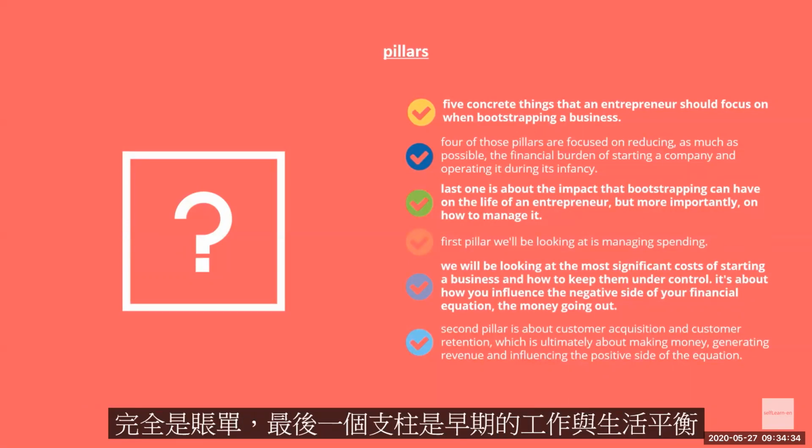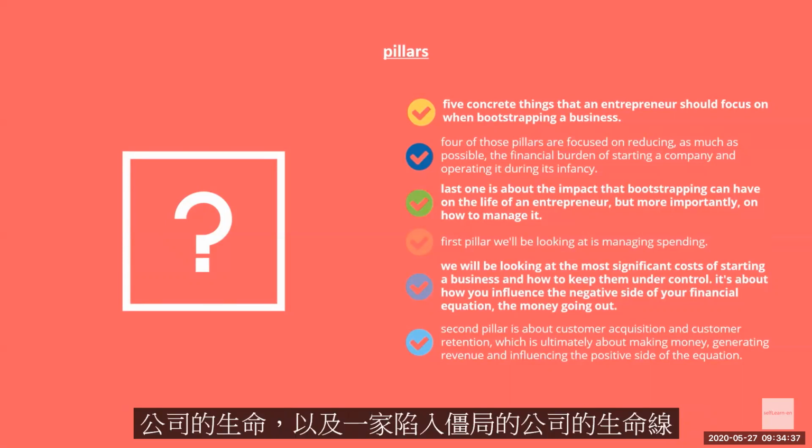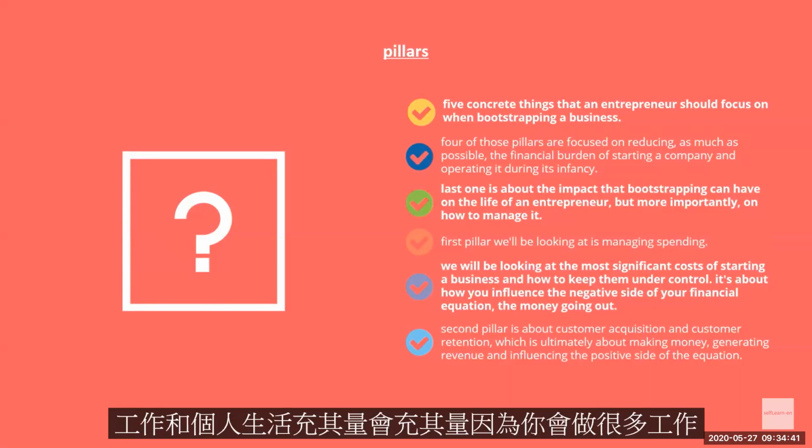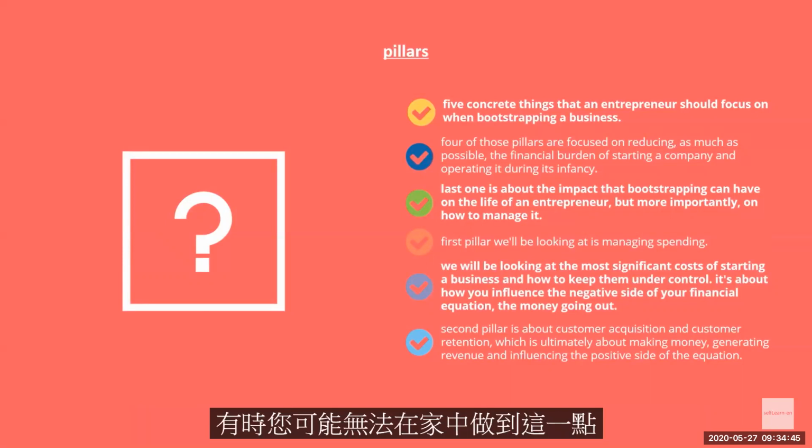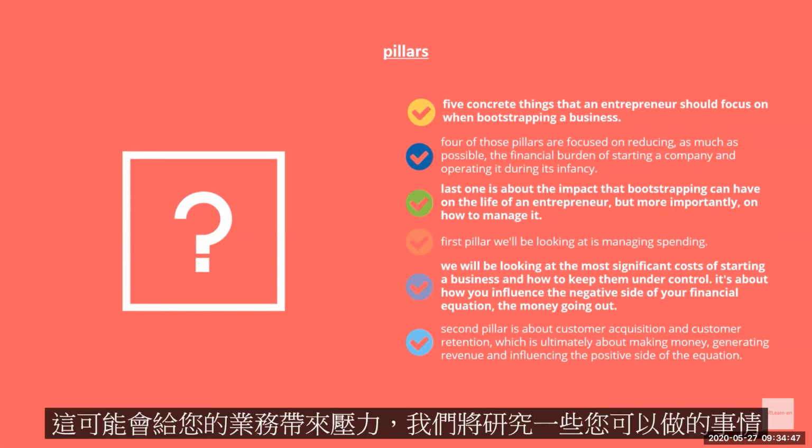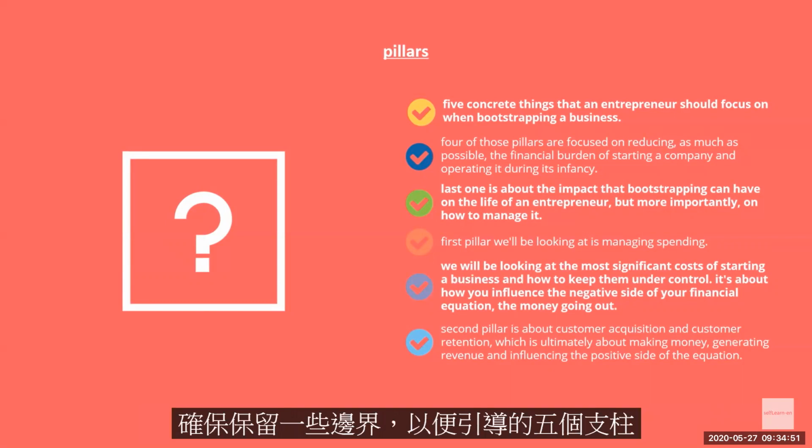And the last pillar is about work-life balance. In the early life of a company, and more so of a bootstrap company, the line separating work and personal life will be blurred at best. Because you'll be working a lot, sometimes from home, you might not be able anymore to make the difference, and that could weigh on your venture. We'll look at some things you can do to make sure that some boundaries remain.